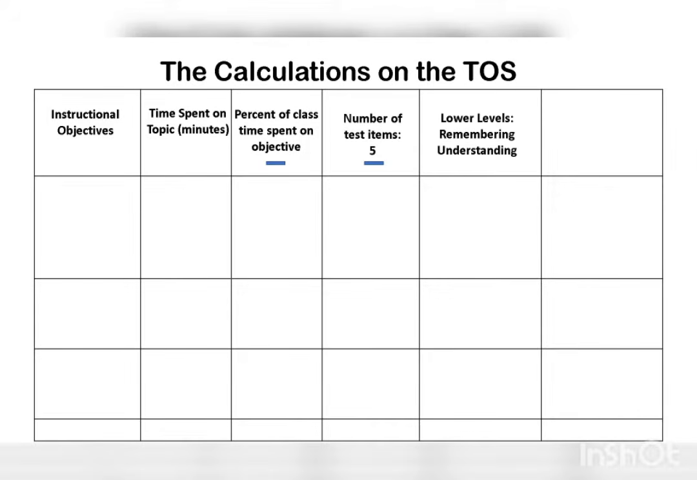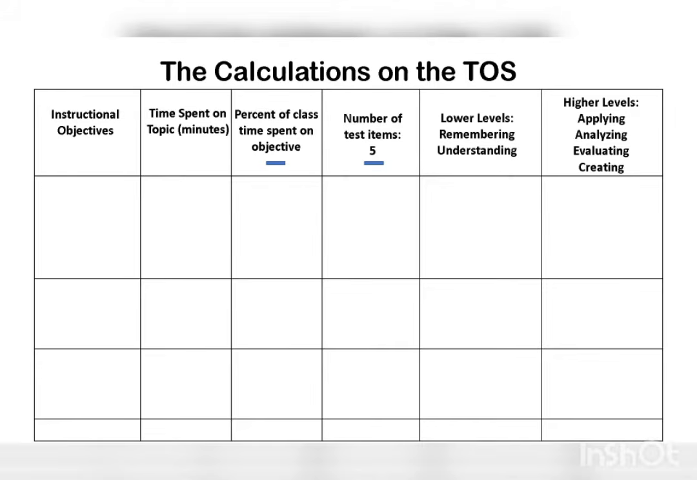We have lower levels, and the lower levels are remembering and understanding. The higher levels are applying, analyzing, evaluating, and creating. Now, for your levels, you can use DOK 1, 2, 3, however you wish to describe or define your different levels of thinking that the students will need to achieve or you're testing for in this test.